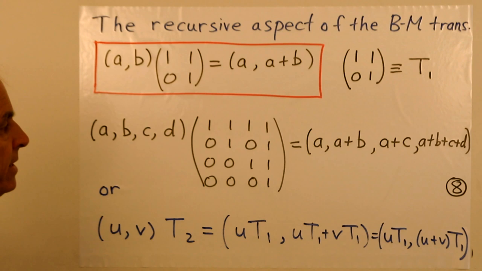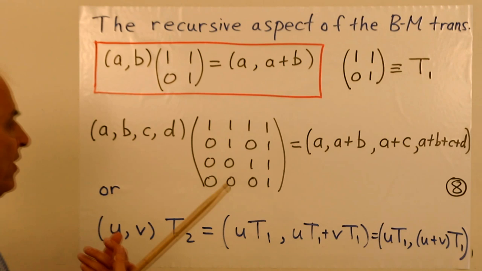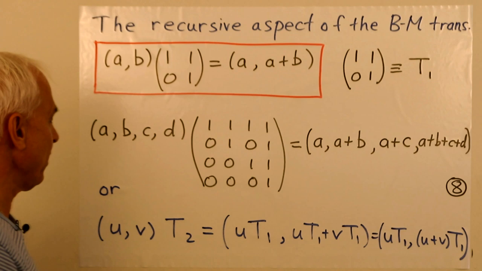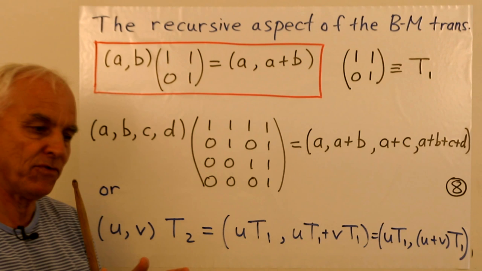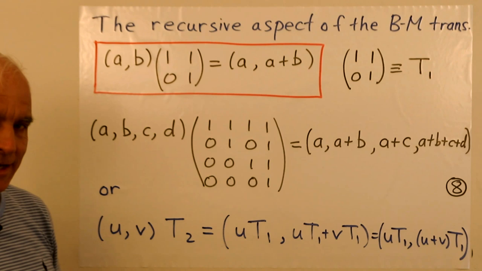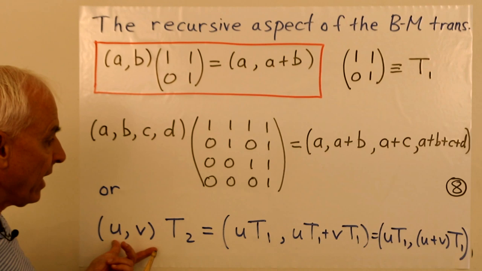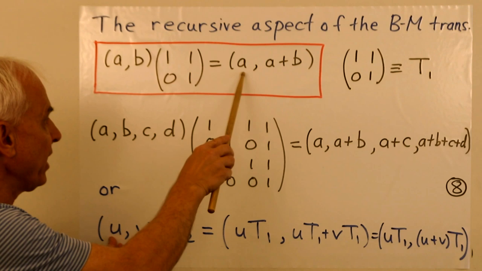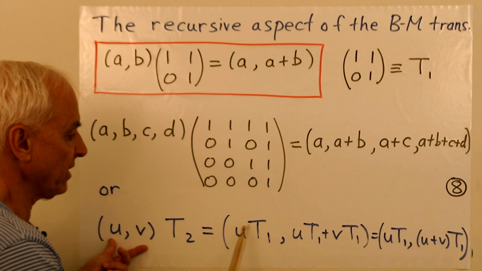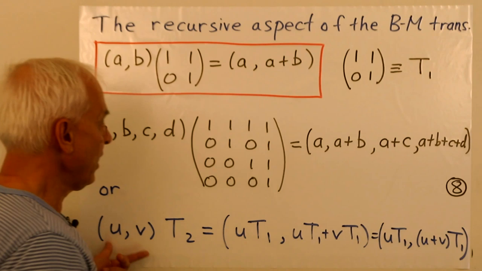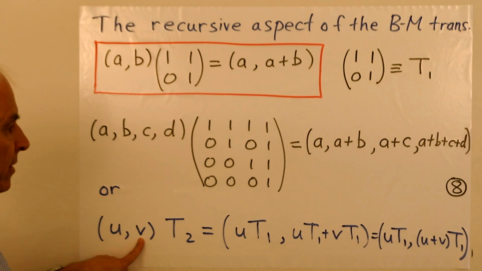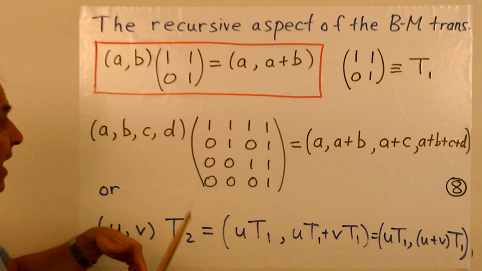Now, if we look at this for a second, what we can see is that this is, in some sense, the same kind of thing as was happening here. If we think about this 4 vector as actually a pair of two vectors, so let's say U is the vector AB and V is the vector CD, then if we apply T1 to U, we get A, A plus B, the same thing we got here, which is exactly the first part of this thing here. So this first half of it is just U times T1. Now this second part is what we get when we take U of T1 plus V of T1. Okay, so it's like A comma A plus B and C comma C plus D. We're taking the sum of those two things.